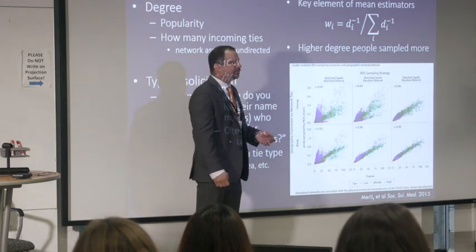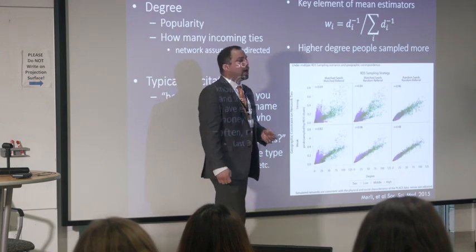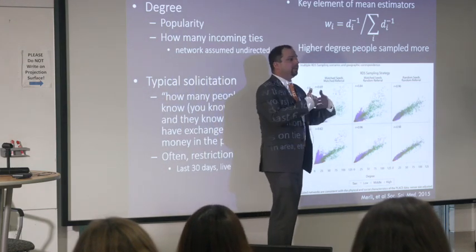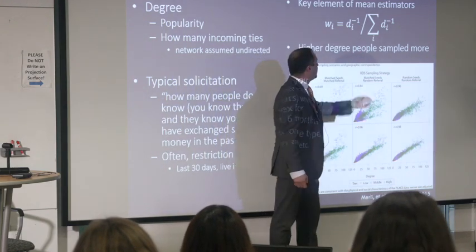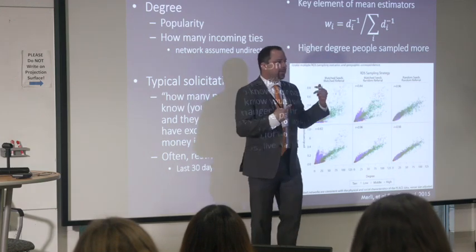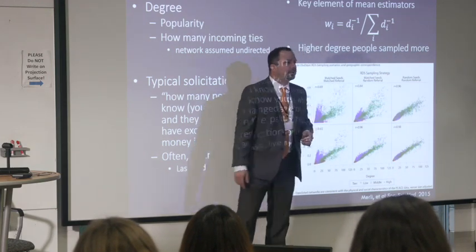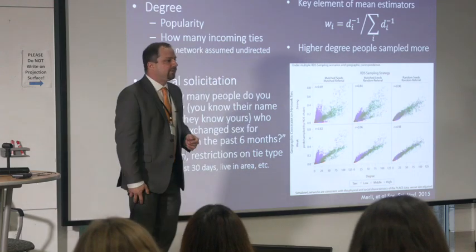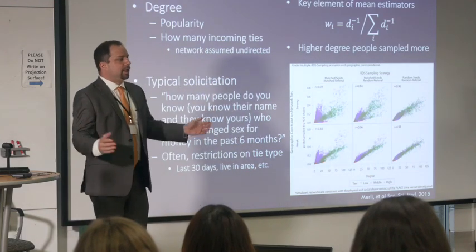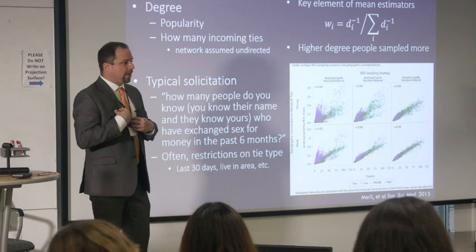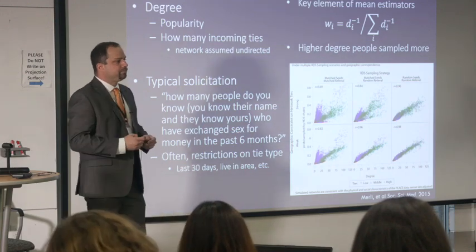So those would be respondents that receive multiple coupons? No, it's their degree. How many people they report knowing in the network. The inverse is what makes it so that the more popular people get lower weights. So if I say I know 1,000 people, and you say you know 10 people, my weight will be substantially lower than your weight.